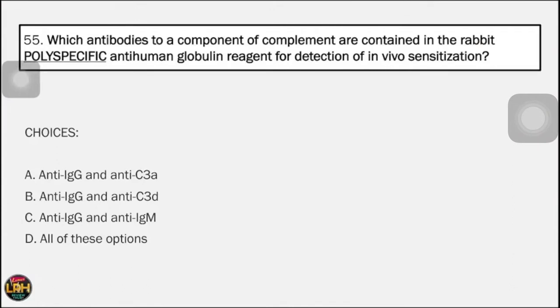Number 55, which antibodies to a component of complement are contained in the rabbit polyspecific anti-human globulin reagent for the detection of in vivo sensitization? Choices are A, anti-IgG and anti-C3a; B, anti-IgG and anti-C3d; C, anti-IgG and anti-IgM; and D, all of the options. So for number 55, the answer is letter B, anti-IgG and anti-C3d.